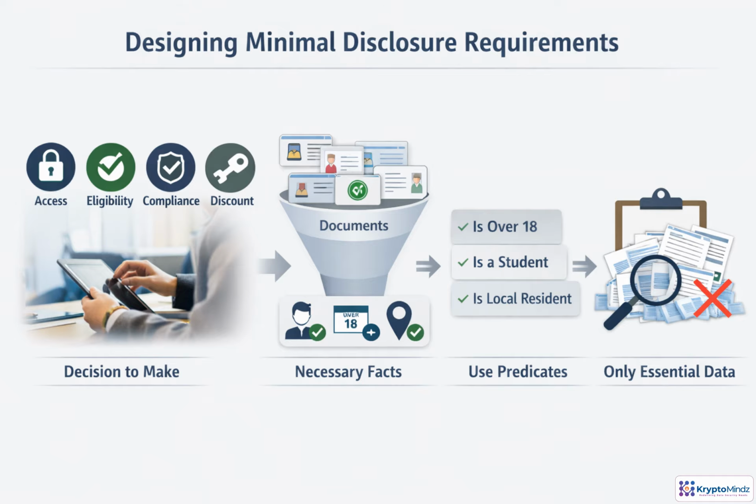Minimal disclosure starts before any request is made. First ask what decision needs support: access, eligibility, compliance, a discount, or authorization. Then translate that decision into facts, not documents. You may need to know someone is over 18, not their full birth date. Prefer yes or no predicates wherever possible, and reject fields collected just in case. The goal is enough evidence to decide, with nothing extra to retain or expose.